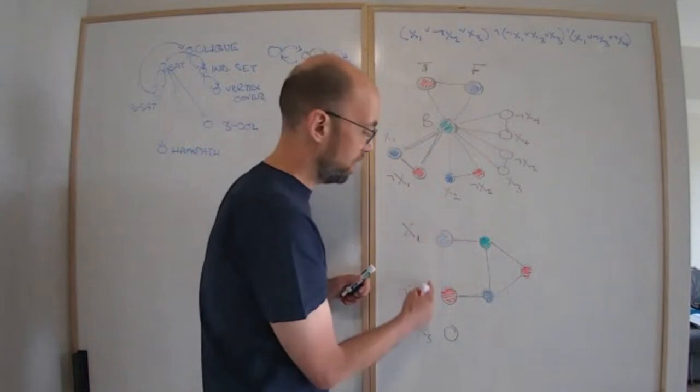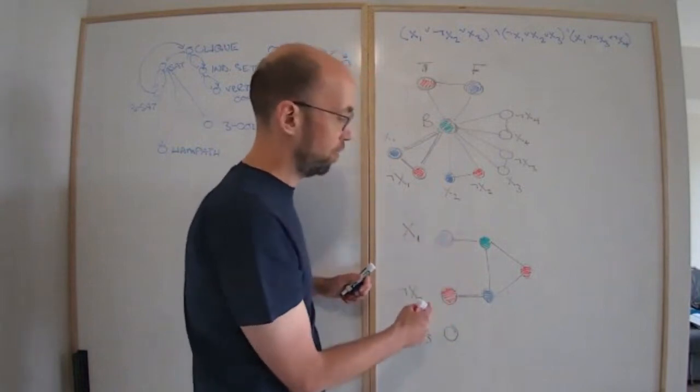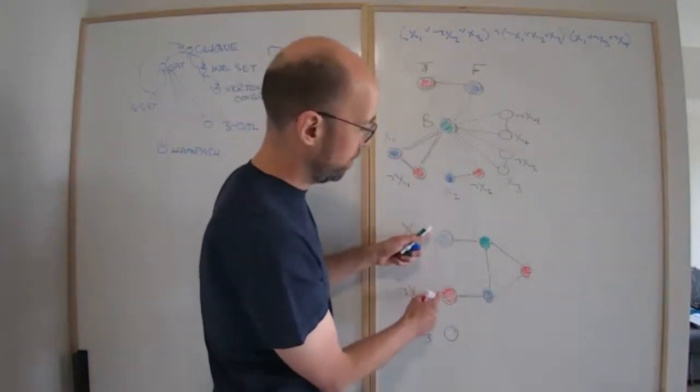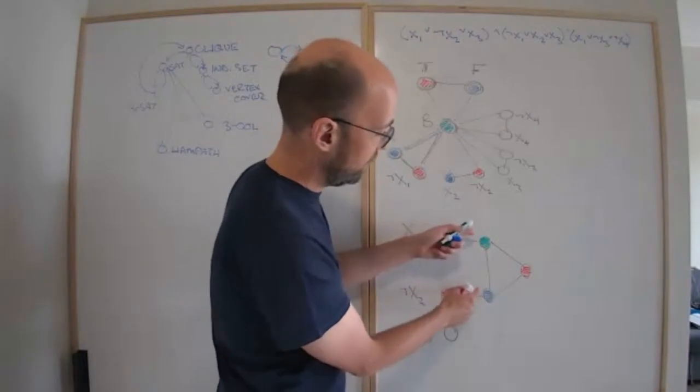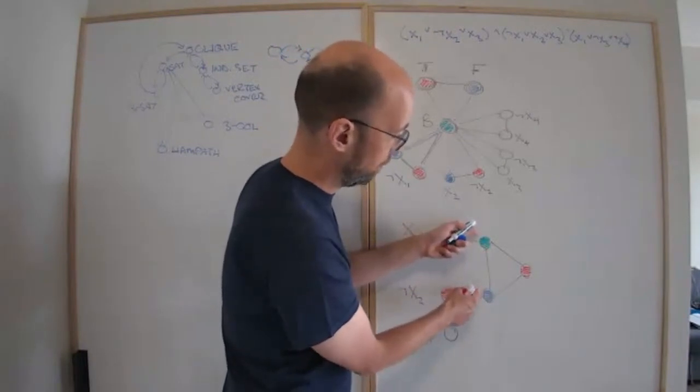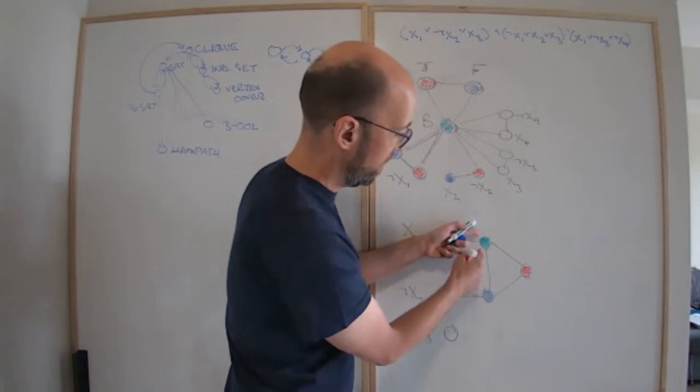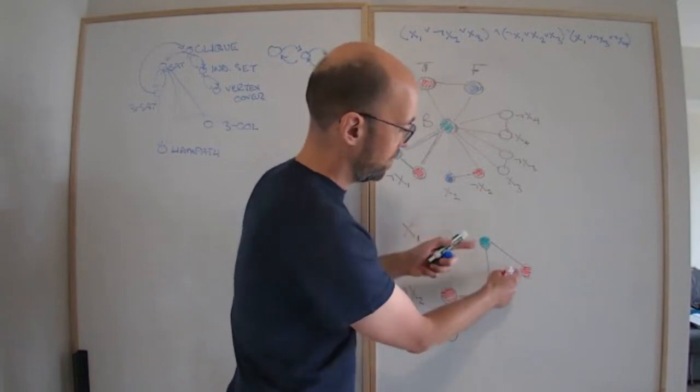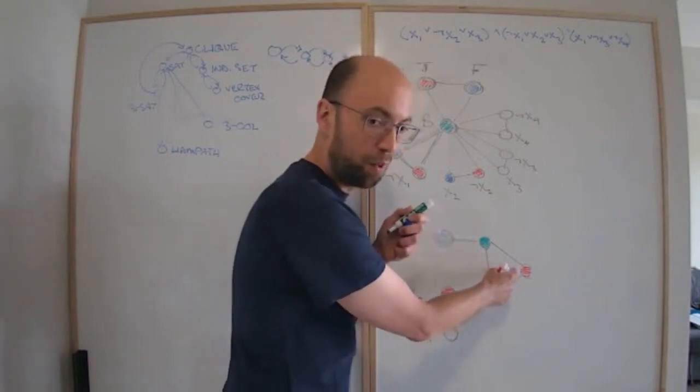If you color both of these false, if this is blue and this is blue, then these can't both be green and they can't be blue. So one has to be red and one has to be green, and that means this has to be blue. It has to be false.